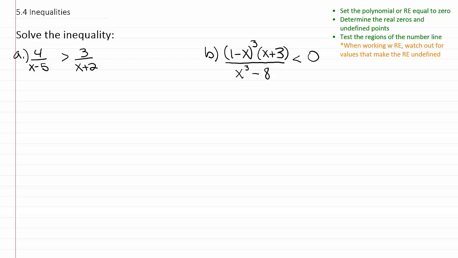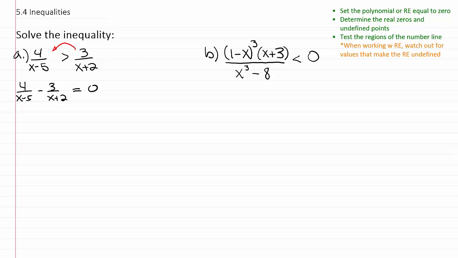Solve the inequality. Okay, so we have two rational expressions on either side of this inequality symbol. First thing you want to do is to set the two inequalities to the left-hand side and set them equal to 0 as a result. So we're going to move this guy over to the left, and we're going to end up having 4 over x minus 5 minus 3 over x plus 2 is equal to 0.